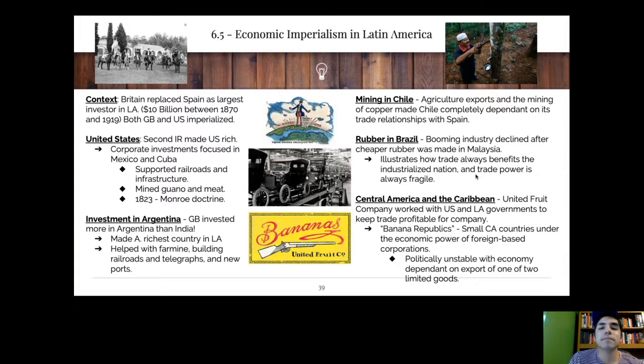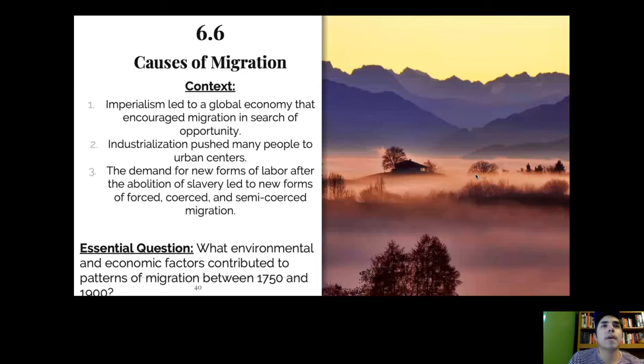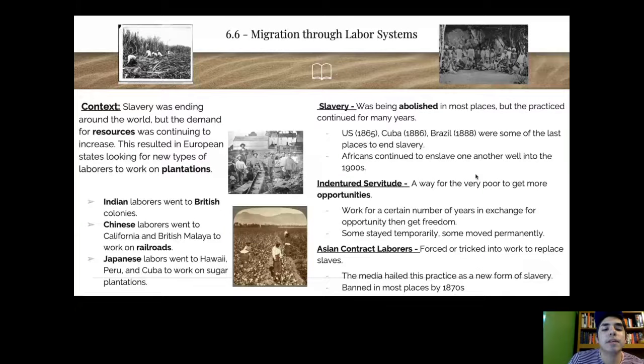And some say that's how the U.S. wanted it. Then there's also a couple of subunits in this final unit, like causes of migration, which might feature in your DBQ. I just think it's kind of hard to imagine. I think imperialism is more likely a subject, but slavery was abolished in most places, but the practice continued for many years, abolished in 1865, in Cuba in 1886, in Brazil in 1888, in the mid 19th century. Indentured servitude is still a thing.